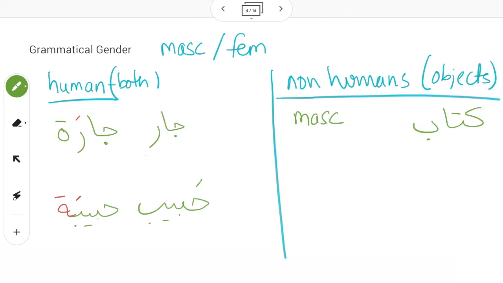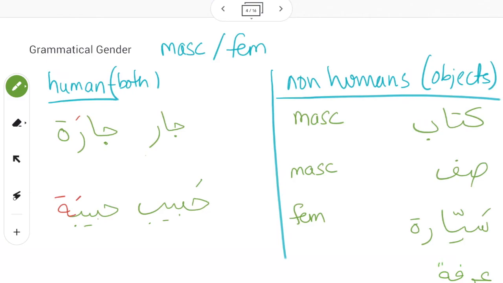So all objects take a gender, either masculine or feminine, and it's just grammatical gender. It just means there's two categories. Okay? Let's look at another word. What was the word for class? Sluf. Is it masculine or feminine? Good. How about car? Sayyara. Sayyara ends in a ta marbuta, therefore this word is feminine. Okay. If we do another word, ghurfa means room, ends in ta marbuta, therefore it is feminine.